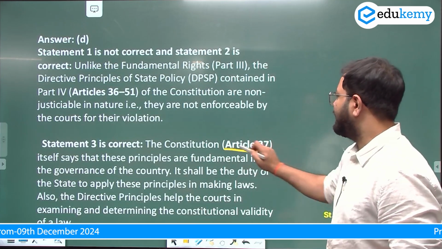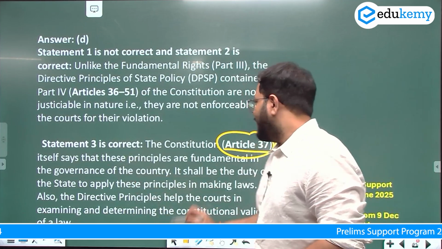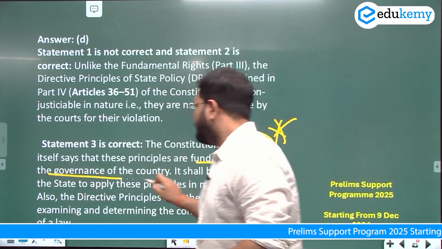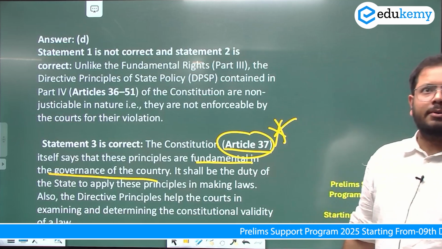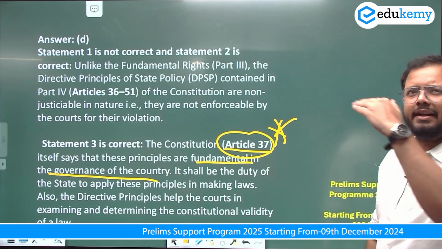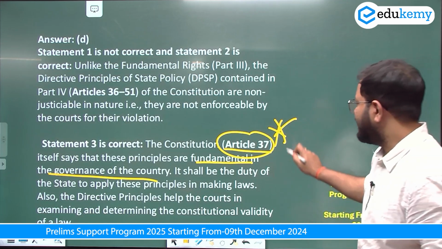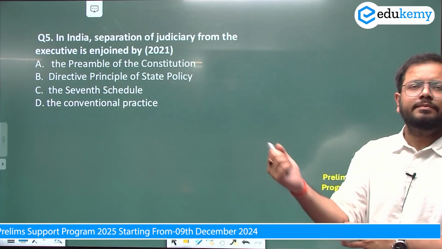The Constitution Article 37. This you should know. It itself says that these principles are fundamental in governance of the country. Now UPSC can ask which articles talk about these directive principles being fundamental in the governance of the country. Article 37, 38, 39, 40 करके it can confuse you. ठीक है, तो just remember this. Got it?